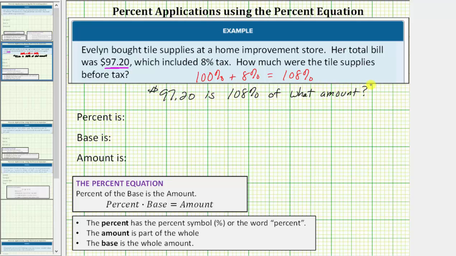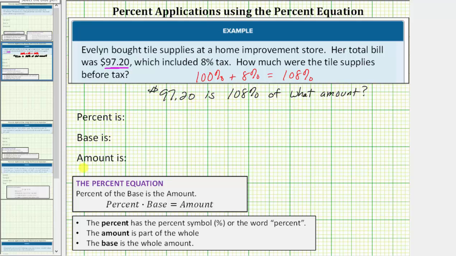Let's answer this question using the percent equation, percent times base equals amount, where the percent has the percent symbol, the amount is part of the whole and the base is the whole amount. So because $97.20 is 108% of some amount or of the original price, the $97.20 is part of the whole sale price, even though it's more than one whole of the sale price.